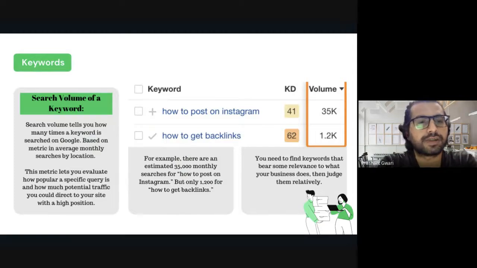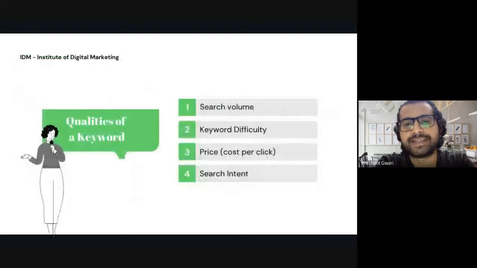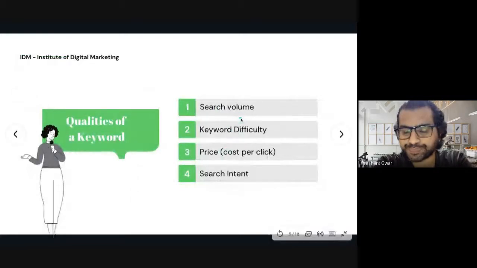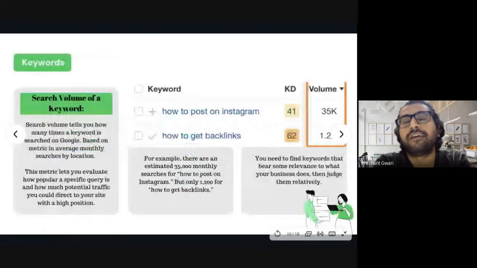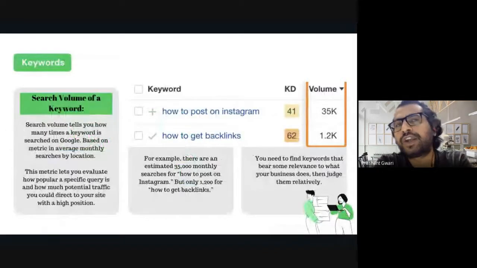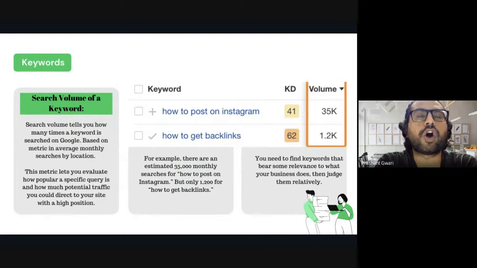So number 1 is search volume. As you can see here, search volume is the number 1 quality. So let's understand what search volume is, because when you do research on any keyword tool, you will find this term volume or search volume. What does search volume actually mean? Search volume of a keyword tells you how many times a keyword is searched on Google, or if you are using Yahoo or Bing, how many times this keyword is searched on Yahoo or Bing, based on the metric of average monthly searches by location.